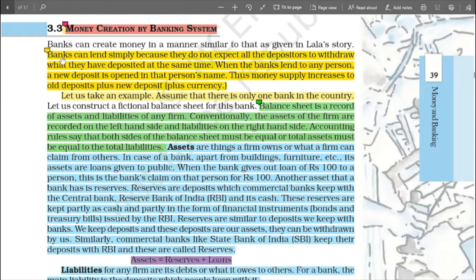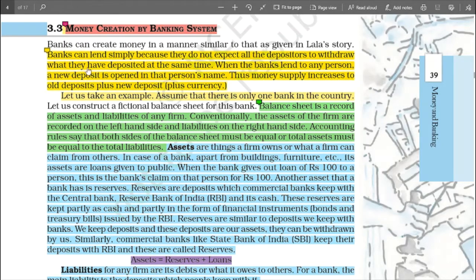So banks can lend simply because they do not expect all the depositors to withdraw what they have deposited at the same time. When we all go deposit with a bank, not all of us will go at the same time taking out our money. So, fully aware of that situation, it can keep some and lend the rest.